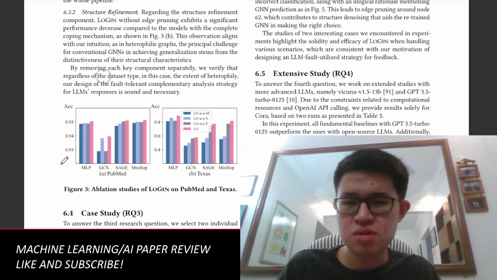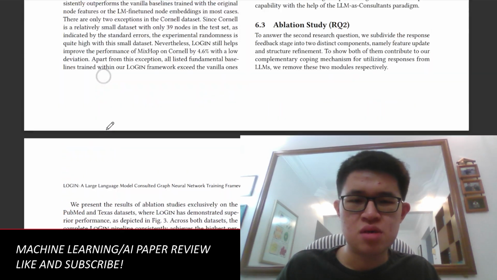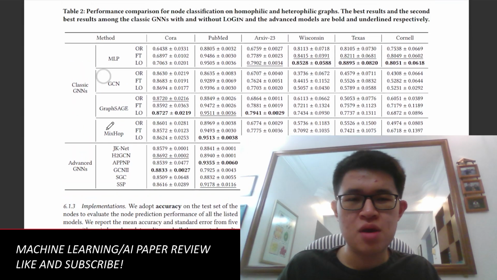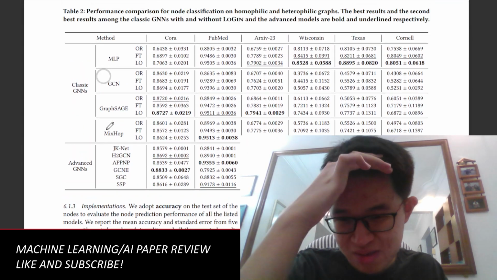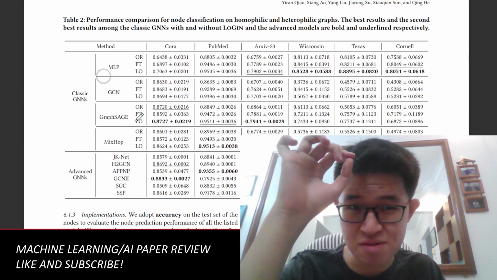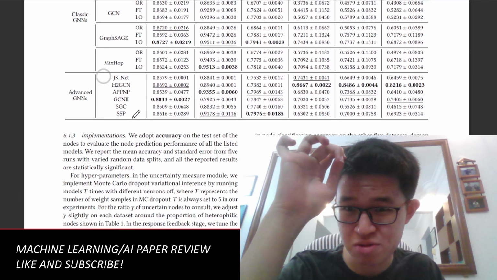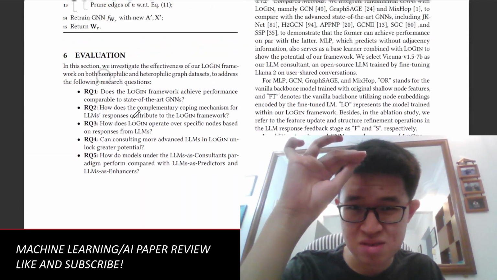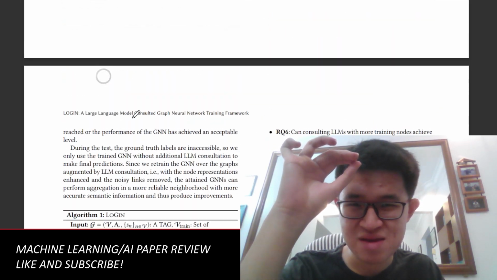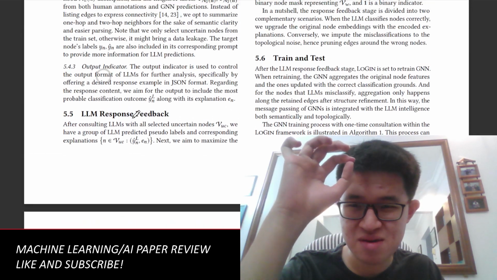Okay, that's the ablation studies. We're not going to get into that right now. Let's see what else there is. I have no faith in this paper already. Okay.